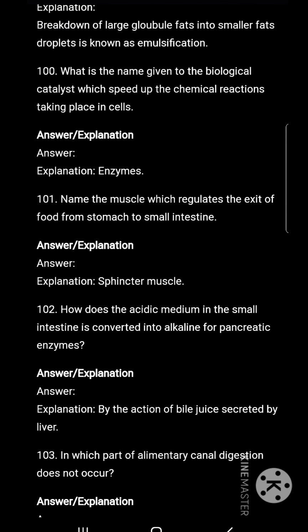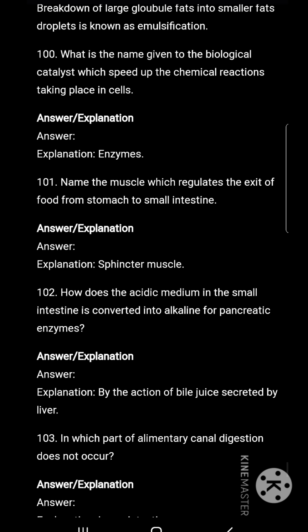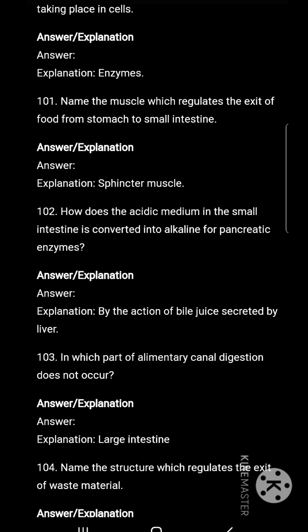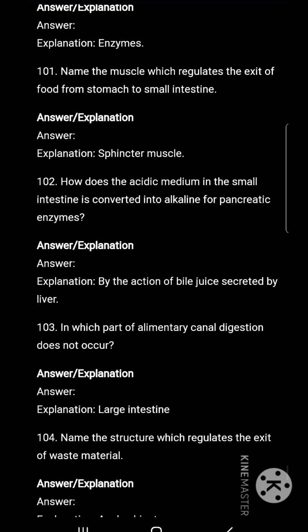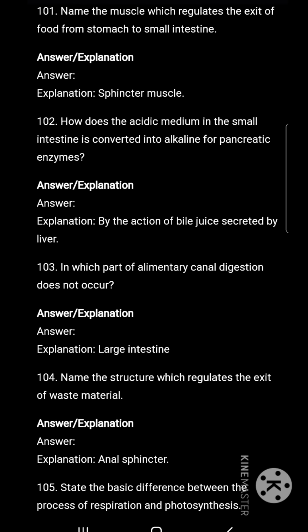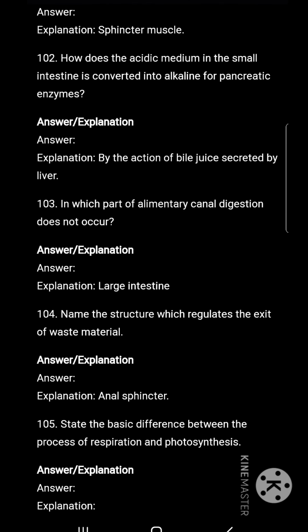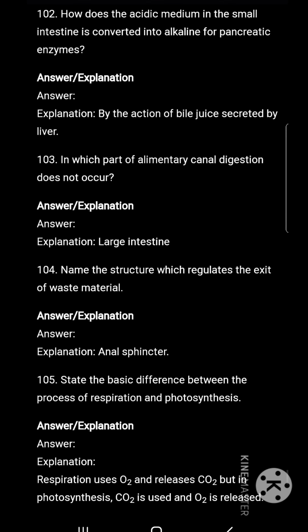What is the name given to the biological catalyst which speeds up the chemical reaction taking place in the cells? It is enzyme. Name the muscle which regulates the exit of food from stomach into small intestine. It is sphincter muscles. How is the acidic medium in the small intestine converted into alkaline for pancreatic enzyme? By the action of bile juice secreted by liver.